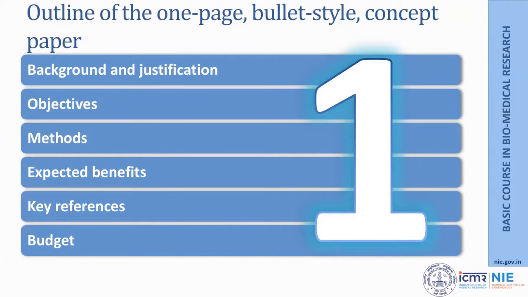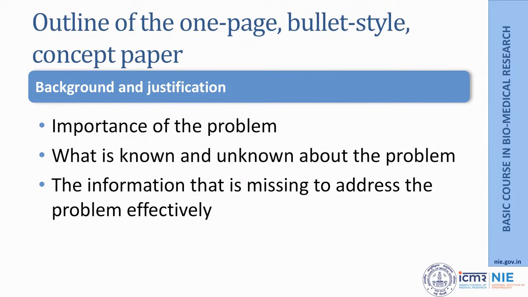I am going to now outline this 1 page, what it requires in bullet styles in each of the sections of the concept paper. It has these sections, which is essentially, as I said earlier, a miniature of the protocol. It has sections on background and justification, statement of objectives as a separate section, method section, expected benefits, key references and budget. I am going to elaborate on each of these sections. Let us begin with looking at background and justification.